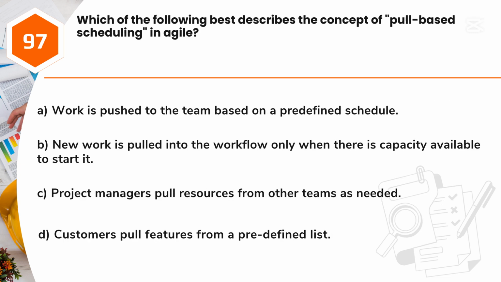Question 97. Which of the following best describes the concept of pull-based scheduling in Agile? A. Work is pushed to the team based on a predefined schedule. B. New work is pulled into the workflow only when there is capacity available to start it. C. Project managers pull resources from other teams as needed. D. Customers pull features from a predefined list.